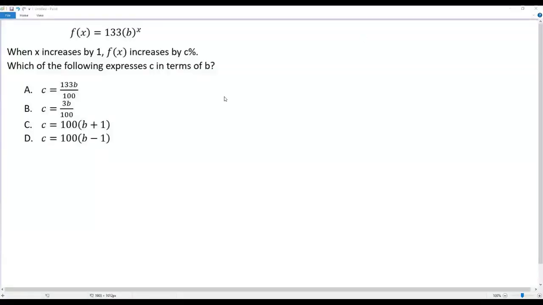Here we have a SAT math question. Okay, let's go through the information. f of x equals 133 times b to the x power. When x increases by 1, f of x increases by c percent. Which of the following expresses c in terms of b?